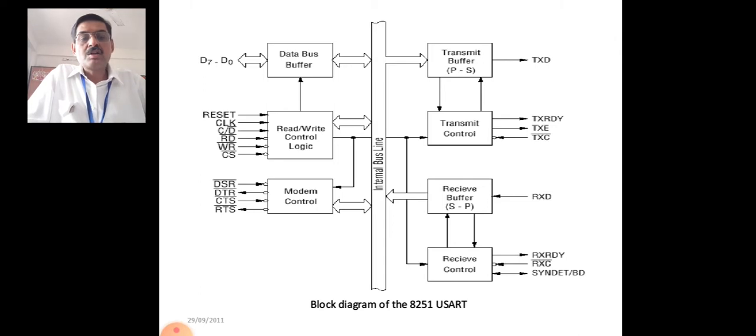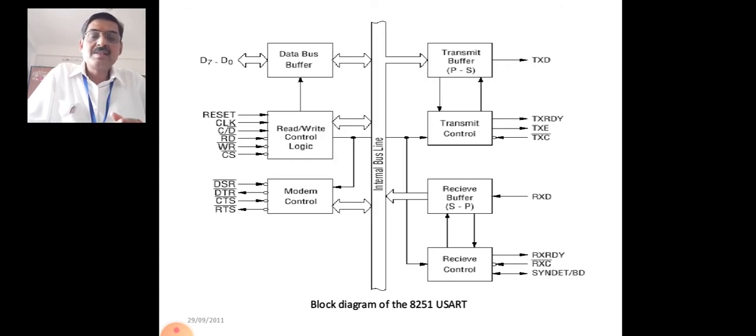Next is clock. The clock signal is provided to the 8251 because the 8251 transmits and receives data, and the data can also be synchronized in a synchronous way. To provide the synchronization, the clock signal is required. The clock signal also defines the rate at which the data is transmitted or received.